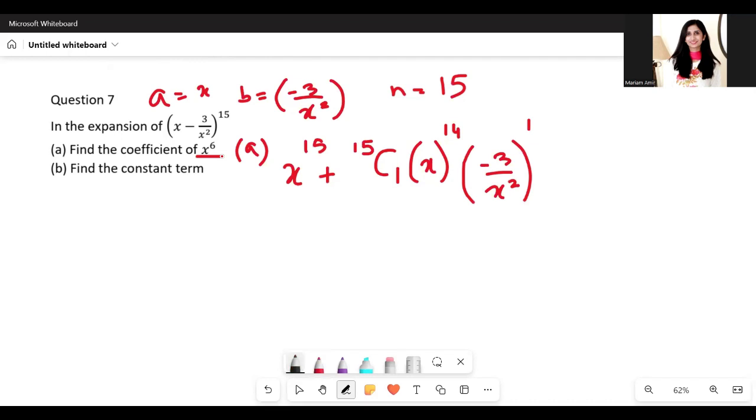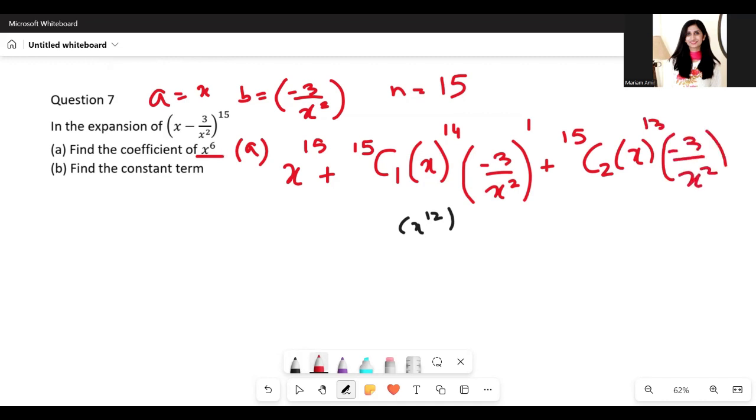The numerator is going to be x power 14 and the denominator is going to be x squared. But that gives us x power 12. So no, it is not the x power 6 term. It's actually the x power 12 term. Let me write it here as a reminder. Okay, plus the next term would be 15C2, x power the difference, which is going to be 13, B, which is minus 3 upon x squared, power the lower value, which is 2.